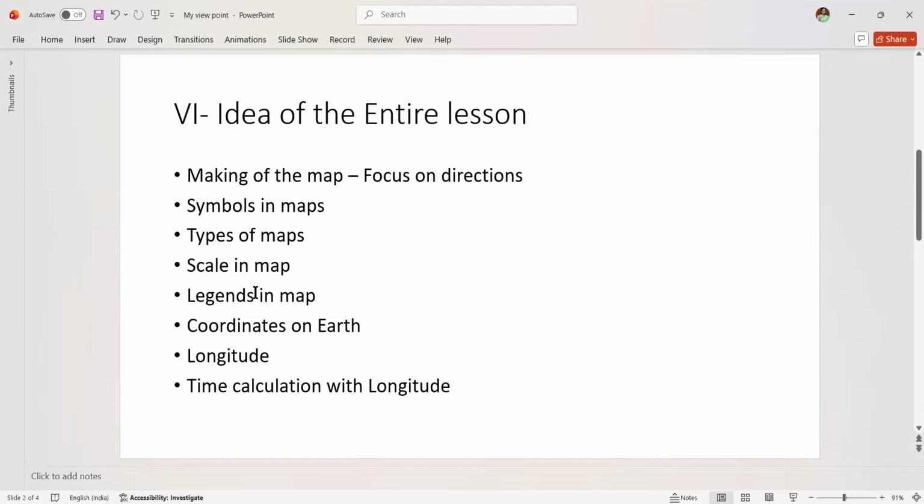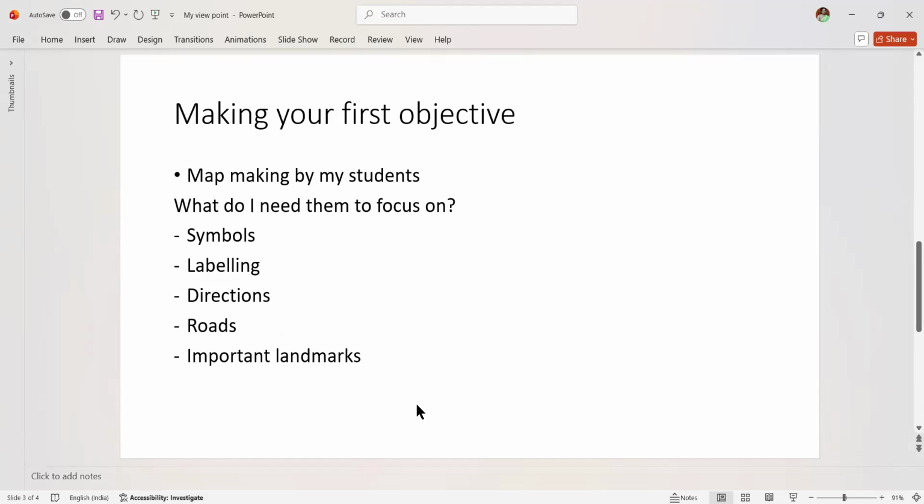How exactly coordinates can be developed using Earth as a model? Generally, we take it as globe, but now we will further go down to the coordinate system on focusing on Earth. Then understand the concept of longitude and the importance of longitude for further time calculation with the help of longitudes. In order to do so, we have to first start with the first objective.